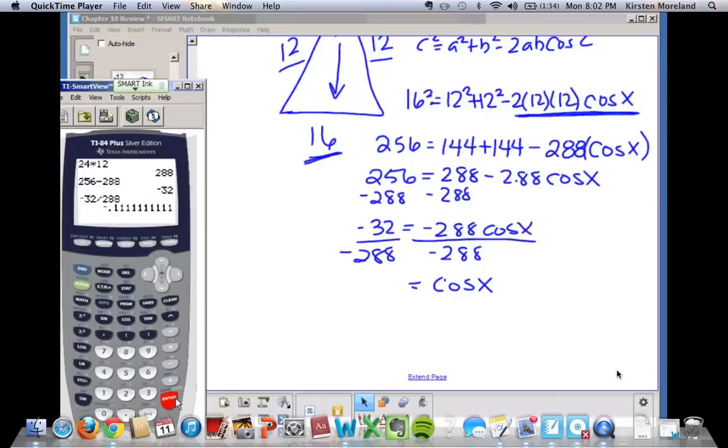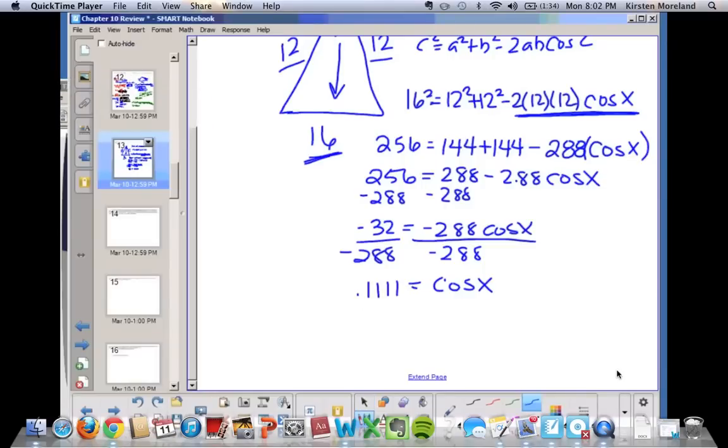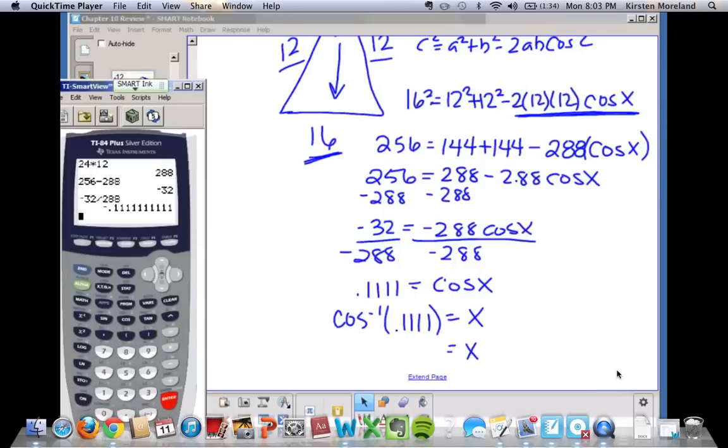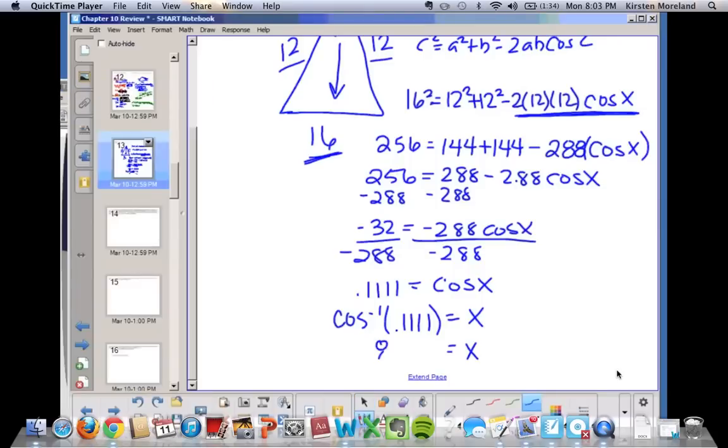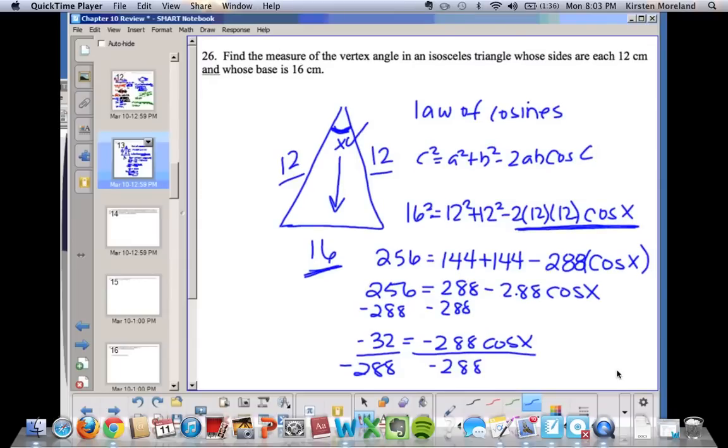And whenever you get a decimal and you think, oh, I'm done, you should probably think, oh, I still probably need to inverse that, because if I get a funny decimal, it doesn't make sense that my angle is 0.111. And whenever I'm solving for an angle, the opposite, to undo cosine, I need to inverse it. So I'm going to go to my calculator and type cosine inverse of 0.1 repeating, and I get 83.6 degrees. Now that's a more logical answer, 83.6. Okay, so that's my vertex angle.